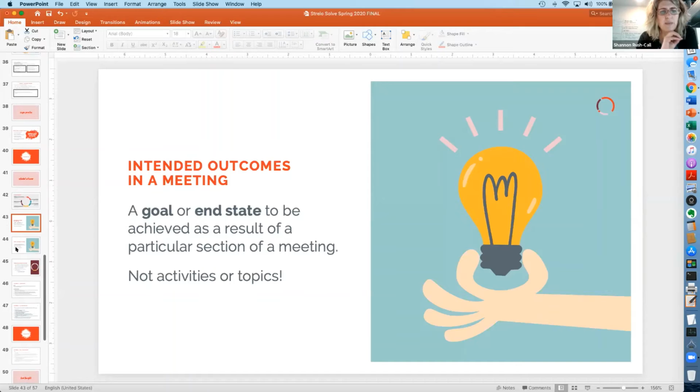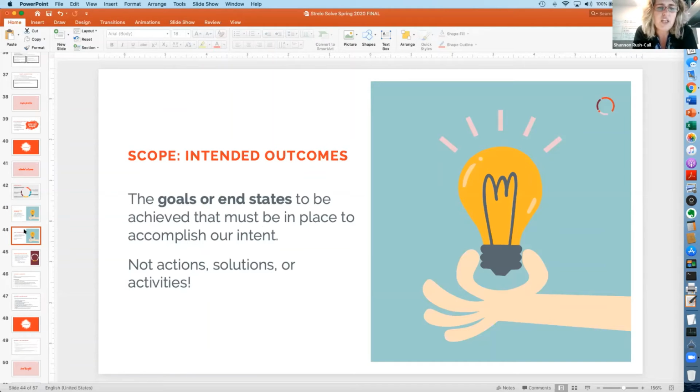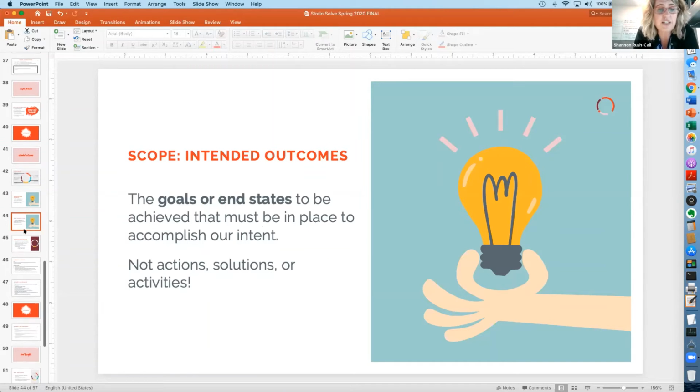So in thinking about intended outcomes in the context of leading change, the same thinking applies. Being clear about our intended outcomes helps to make our leadership more strategic and impactful as we're thinking about how we put the change in place that we seek. Next slide. So this is how we're defining intended outcomes in the context of change.